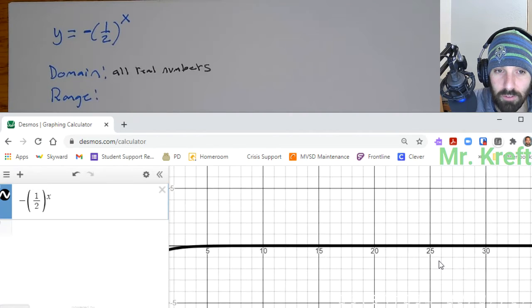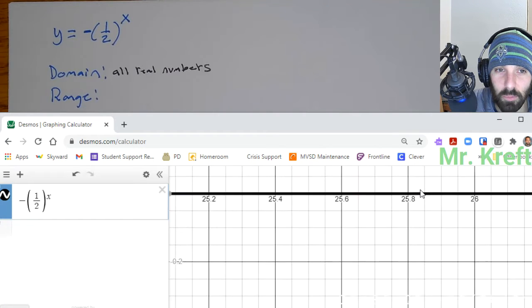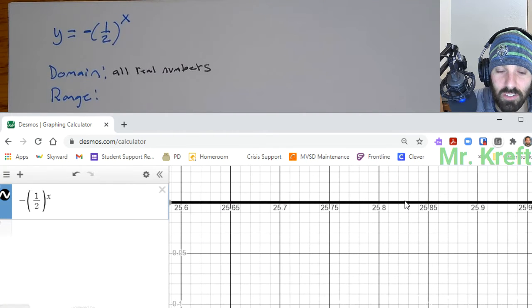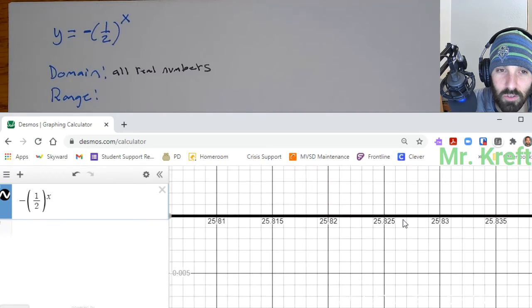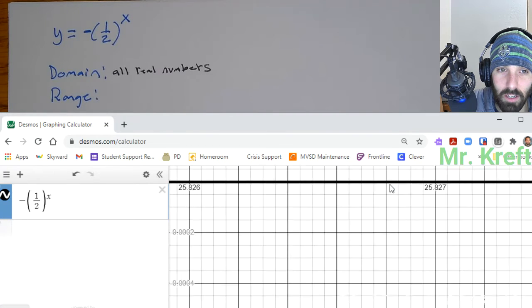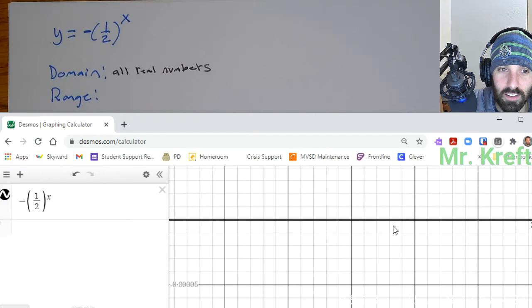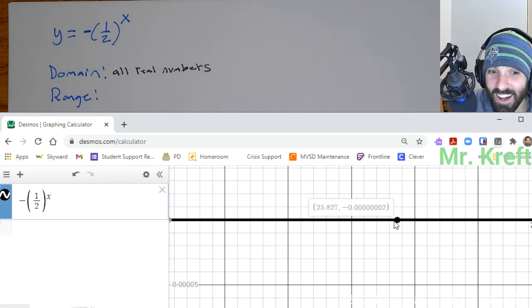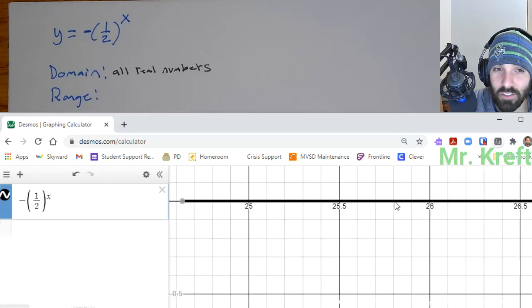It looks like it's approaching 0, but you have to remember, if I zoom in here, that's a lie. It's not actually 0. I have to zoom in, zoom in, zoom in. It's not actually 0. Zoom in. It's not actually 0. Come on. This is annoying, isn't it? There you go. It's not actually 0. Okay, so your graphing calculator is lying to you. So just remember, it's not actually 0.